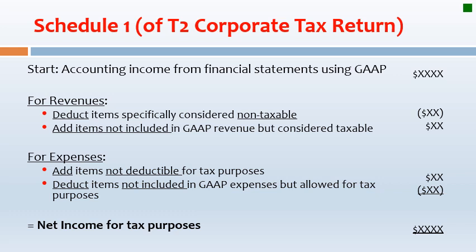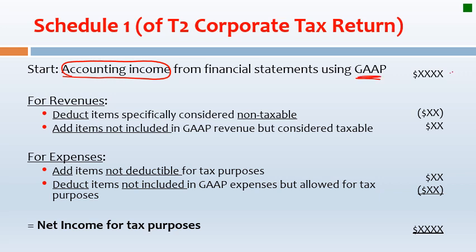So what is this Schedule 1 going to look like? Well, what will happen is you'll start with accounting income. That's your key starting point, and that's going to be from the financial statements, or more specifically, the income statement. And accounting income is determined using generally accepted accounting principles. That's fine. We start there.